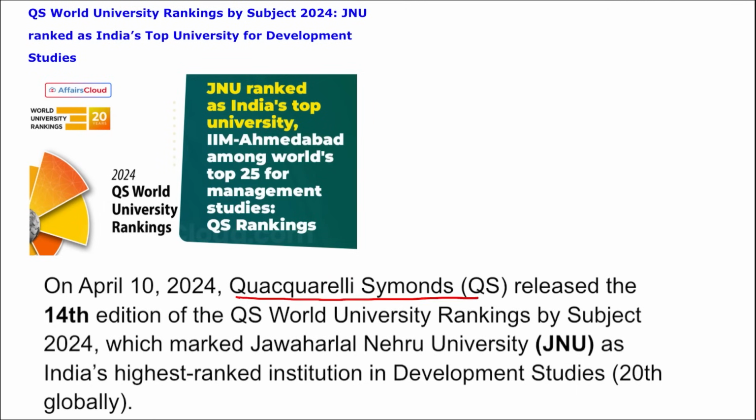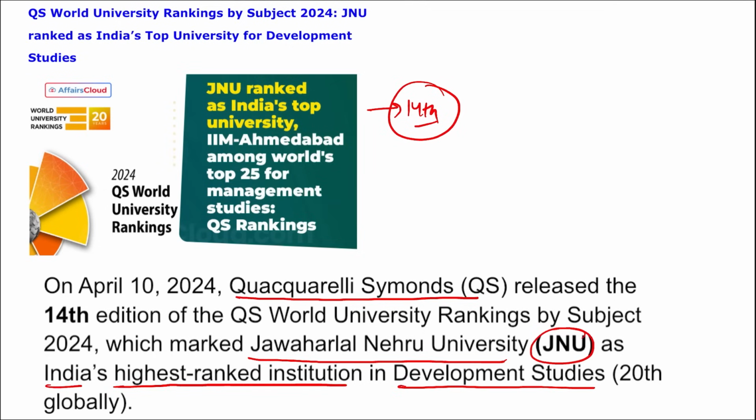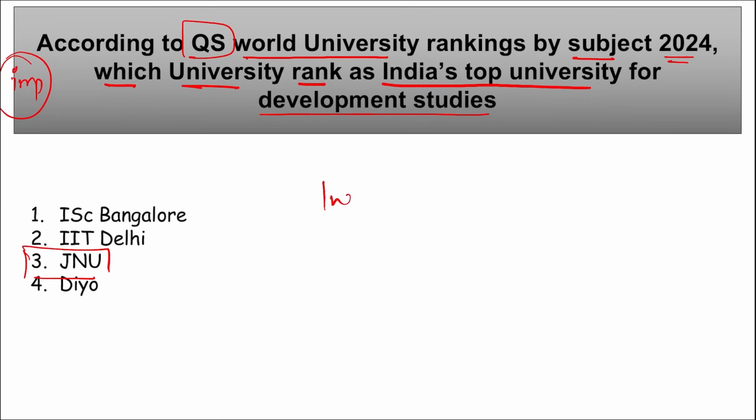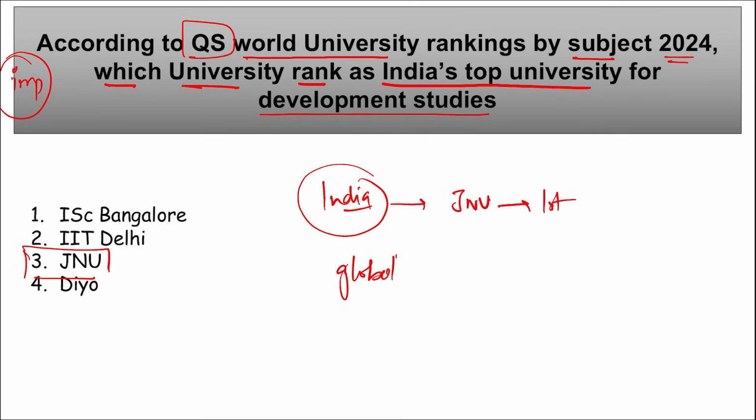According to QS, this was the 14th edition of the QS World University Ranking by Subjects, and here Jawaharlal Nehru University, that is JNU, has ranked as India's highest ranked institution in development studies, and globally it was ranked 20th. So in India, in development studies, JNU secured first position. But if we are talking about globally, what is the rank? It is on 20th position globally, JNU, right?